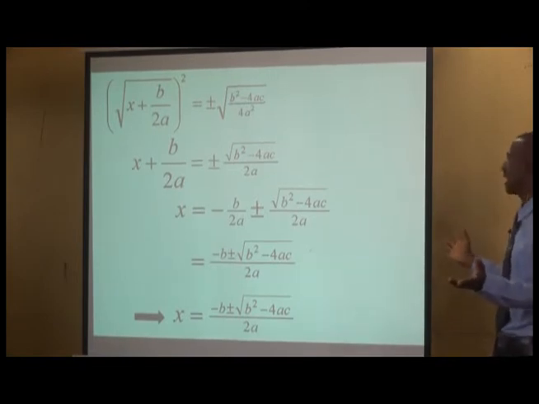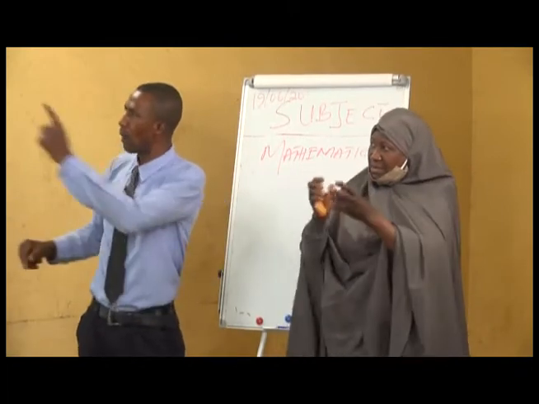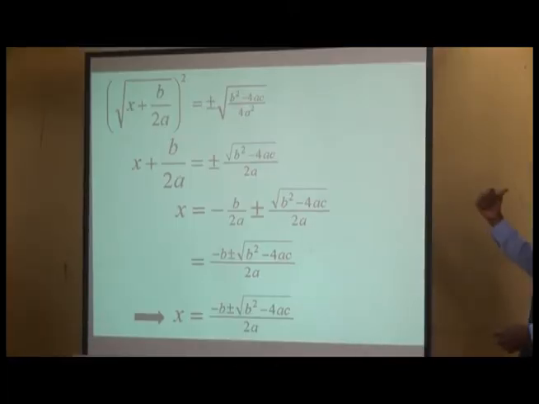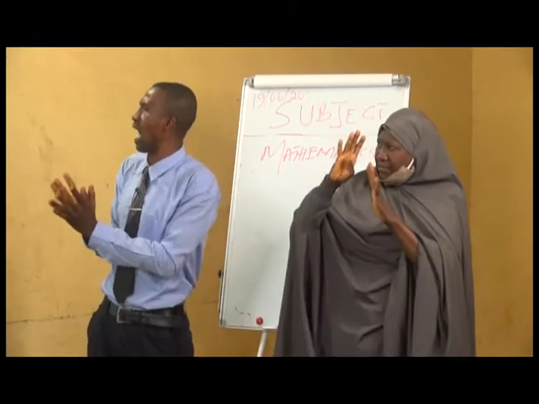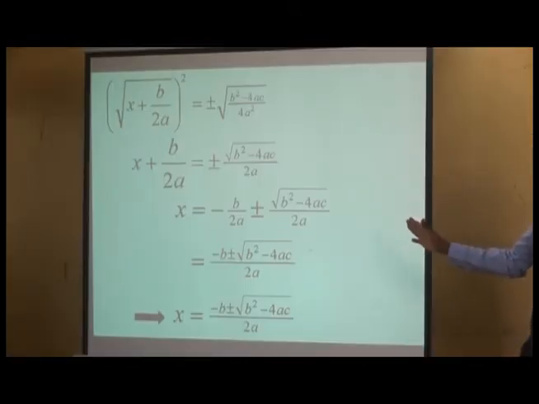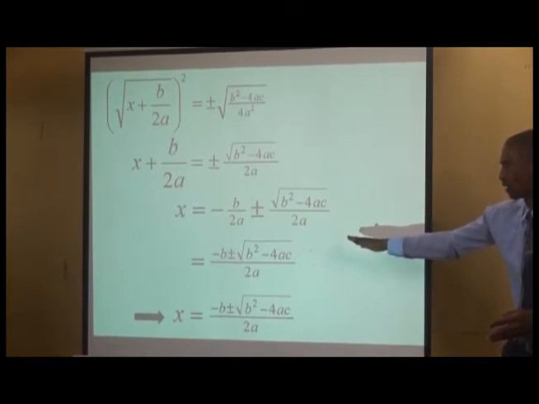Now let's collect the like terms. When we collect the like terms, plus b over 2a on the left, when it crosses the equal sign, becomes minus b over 2a, plus or minus the square root of b squared minus 4ac all over 2a. Now, you can check the two denominators. 2a is the common denominator on the right. So the LCM there is 2a.